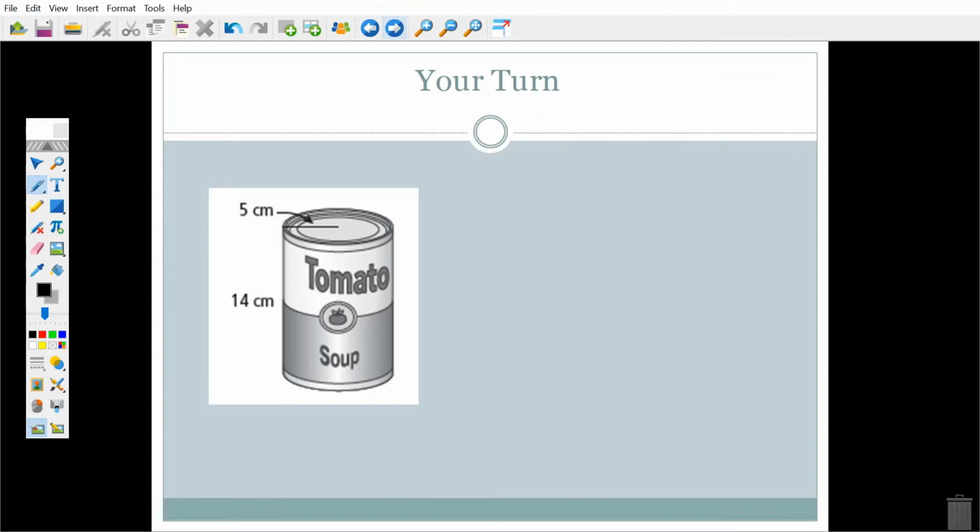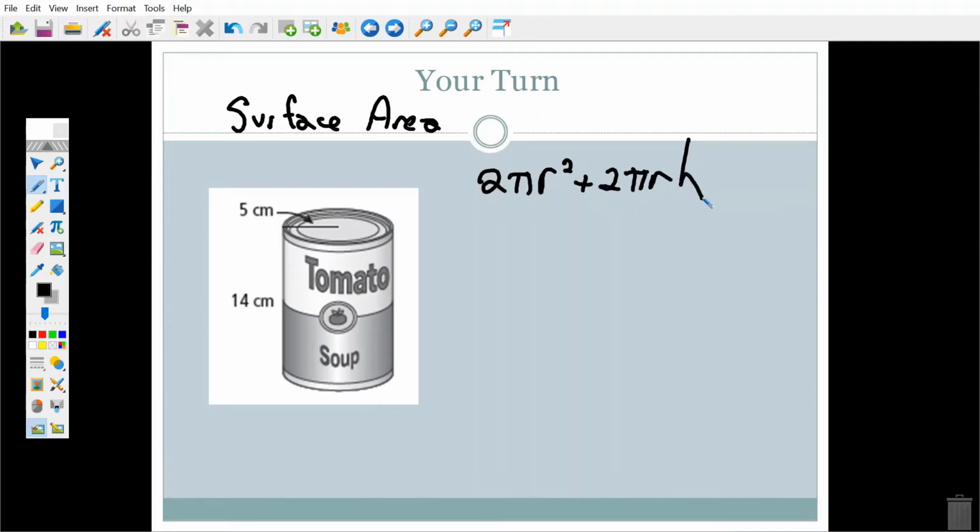So the first one is a can of tomato soup, and we are asked to find the surface area. Well, this shape is a cylinder, so the formula is 2 pi r squared plus 2 pi r h. We plug in our values. R is the radius, which is 5, so 2 times pi times 5 squared, plus 2 times pi times r, which is 5, times the height, which is 14.